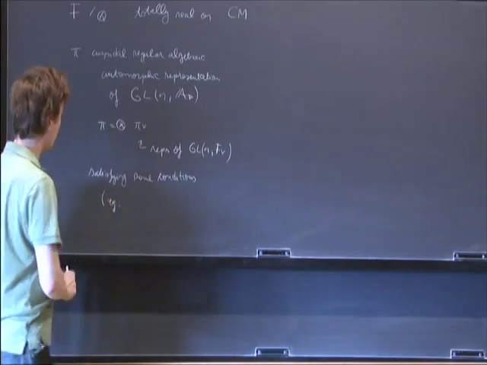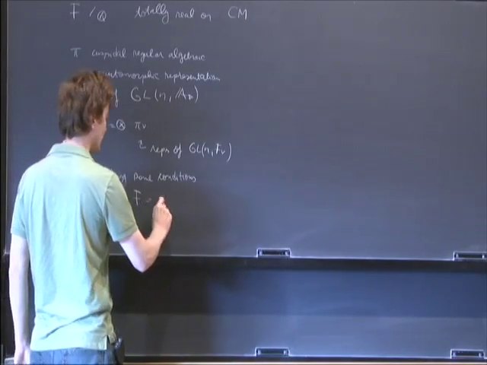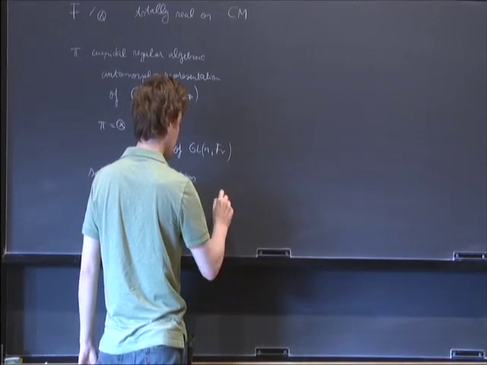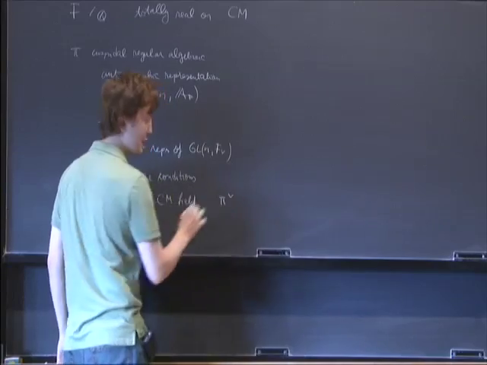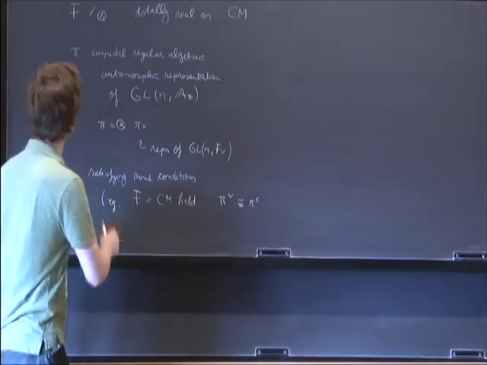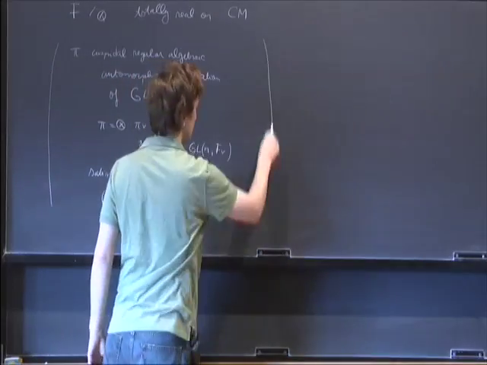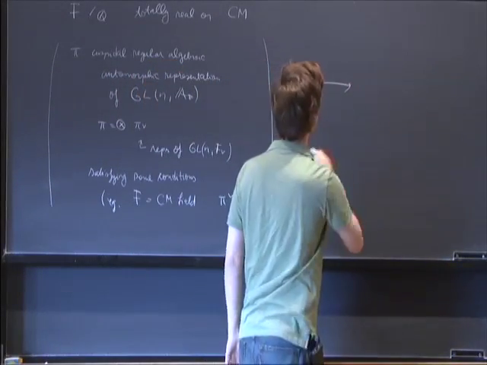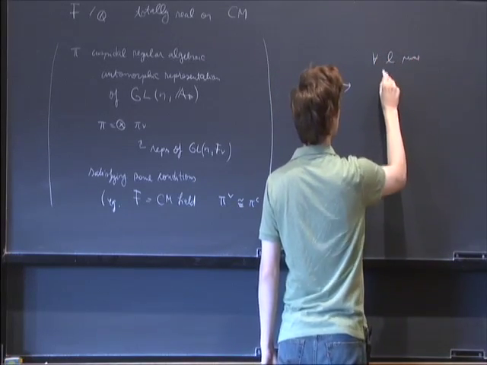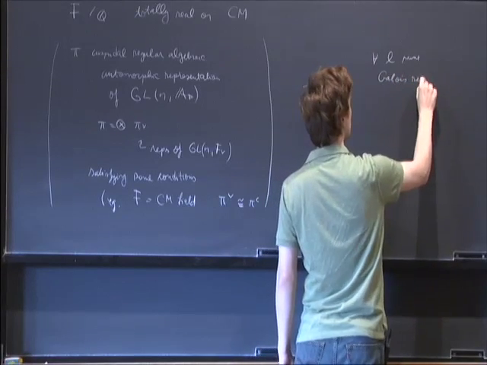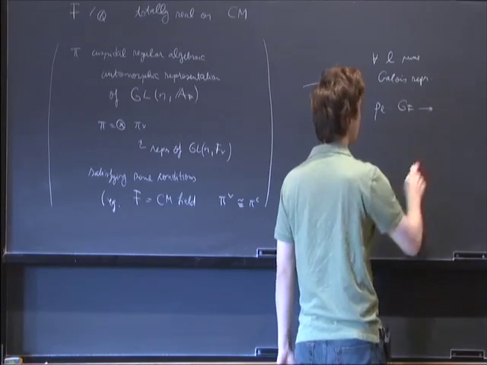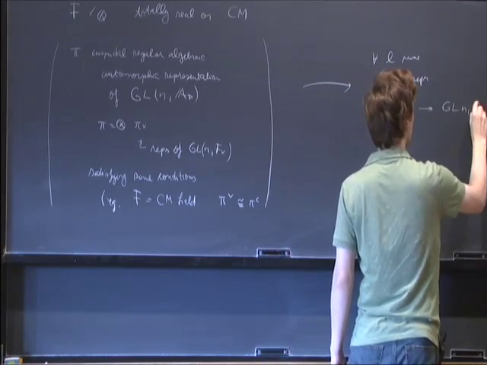And the example I'd like to give is that suppose F is a CM field, then the condition that is completely essential is that if you look at the dual representation, this is isomorphic to the representation twisted by its complex conjugate. Then associated to such an automorphic representation, you can find for each prime L a Galois representation, rho_L, which goes from the absolute Galois group of F to GL_n of Q_L bar.